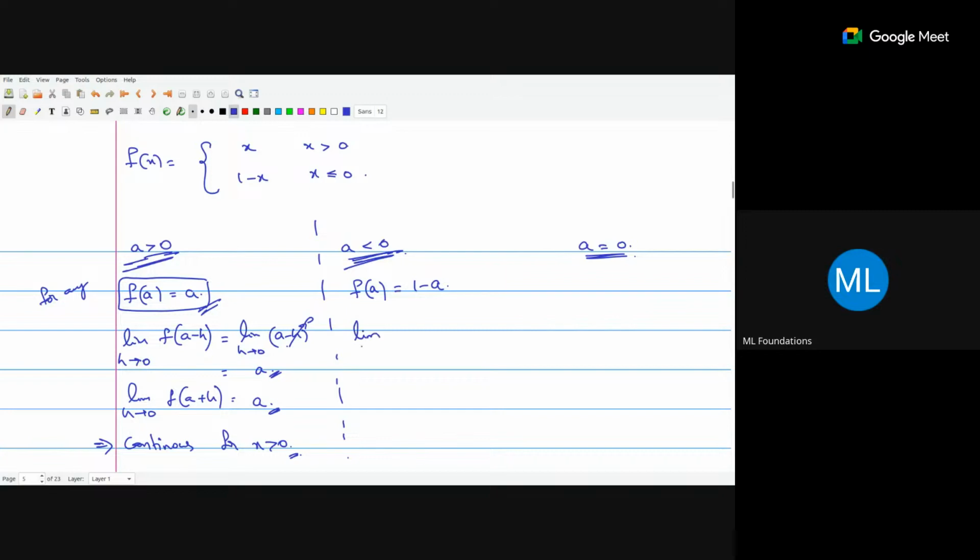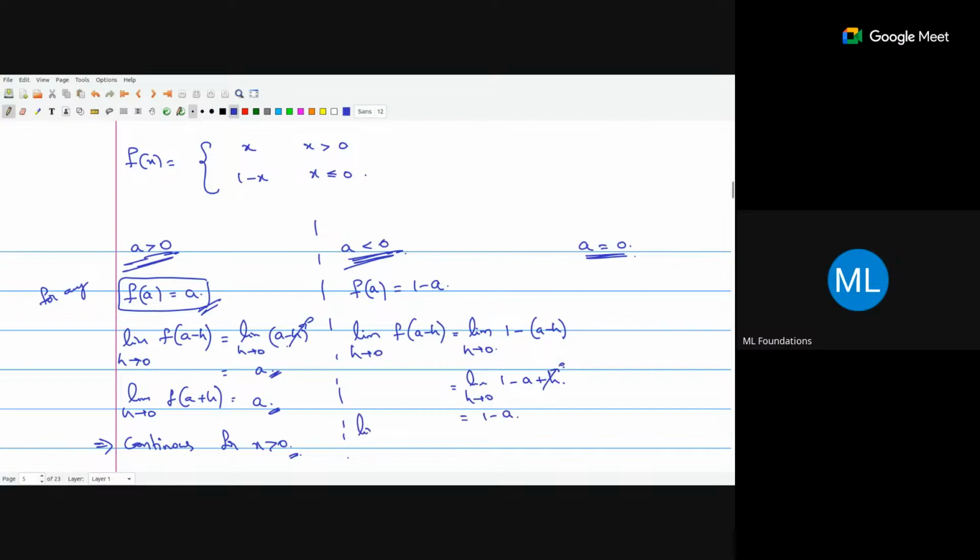Now you have to check limit h tends to 0, f of a minus h. What is f of a minus h? It is 1 minus of a minus h. Correct? Yes. Instead of x, you have to substitute a minus h. So it will be limit h tends to 0, 1 minus a plus h. And as h tends to 0, this term will go to 0, and this will be 1 minus a.